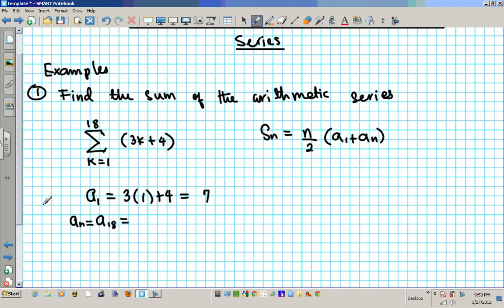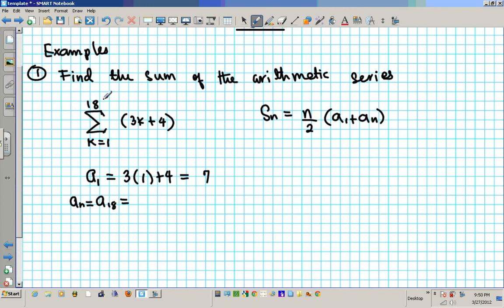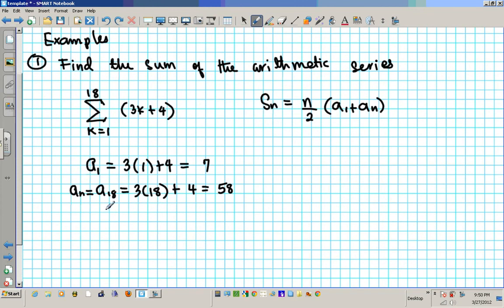To get that, we're going to plug in 18, which is the upper limit, into k, just as we did with the lower limit to find a1. So we're going to have 3 times 18 plus 4, and that will give us 58. 54 plus 4, sorry. And in this case, n equals 18, because you started from 1 all the way to 18, so you're going to be adding 18 terms.